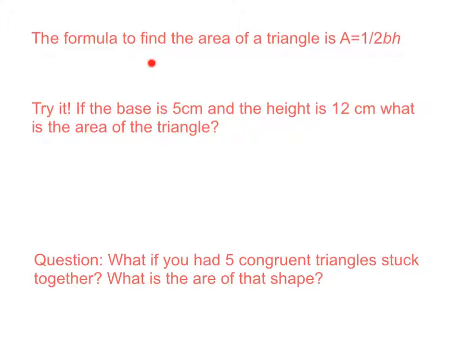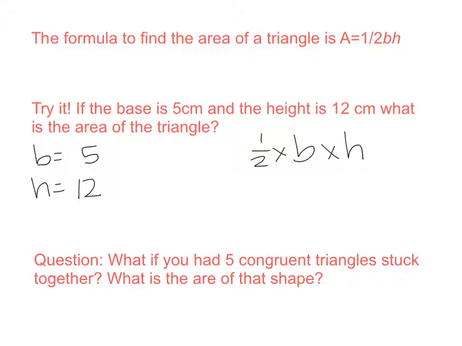Okay, the formula to find the area of a triangle is A equals 1/2 base times height. So try this. If the base is 5 centimeters and the height is 12 centimeters, what is the area of the triangle? I want you to try this on your own. I'm just going to label these numbers for you. Base equals 5, height equals 12, and your equation is 1/2 times base times height. Please go ahead and solve this now by plugging in those numbers.